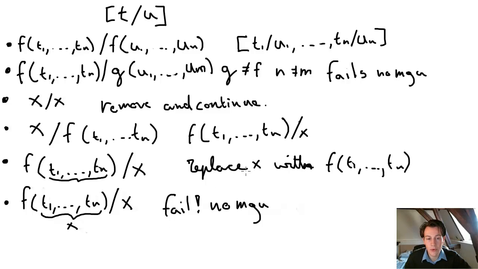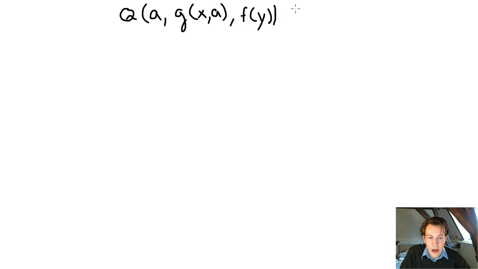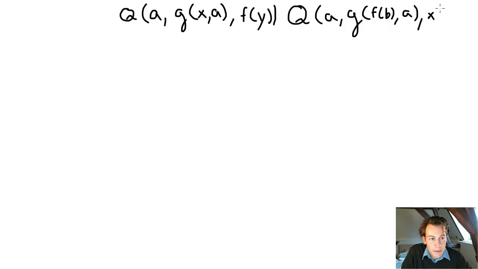So I'll give you a little example on this algorithm. It's one of the previous examples. So we got Q, and we have an A, and we have G, X, comma A, comma F, Y. And we have the other one, that's Q, it's an A, and we have a G, that's F, B, comma A, comma X. So, according to the algorithm, we need to put this in brackets. And we are going to compare it.